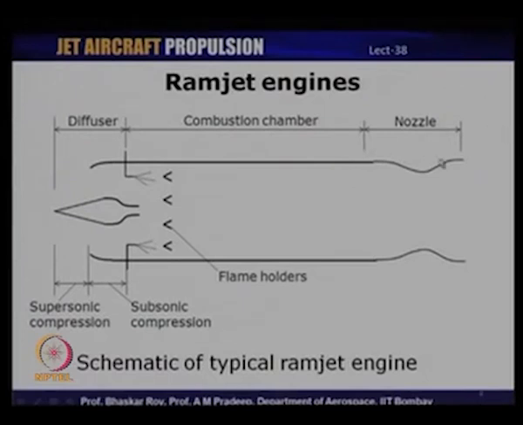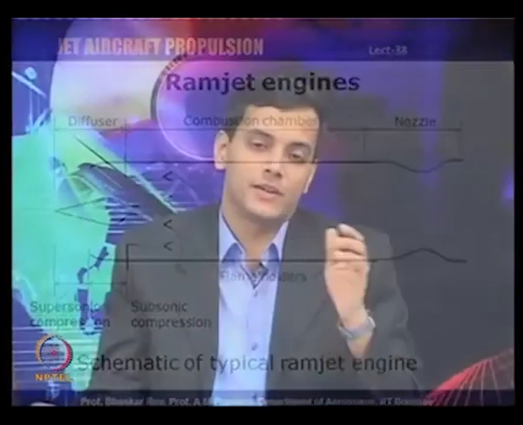The last component of a ramjet is a nozzle, and the hot combustion products coming from the combustion chamber are expanded through the nozzle, and this generates the required thrust by the ramjet. So, you can see schematically that at least in principle, ramjets are very simple devices. You have just three components here: a diffuser, a combustion chamber, and a nozzle. These three components put together generate a thrust, which we have discussed in the last several lectures.